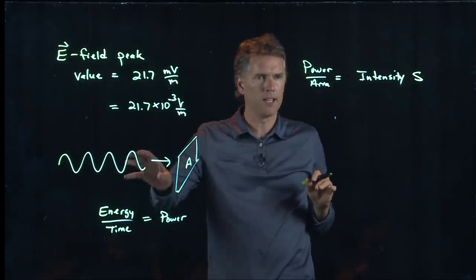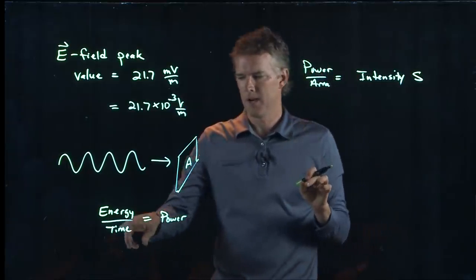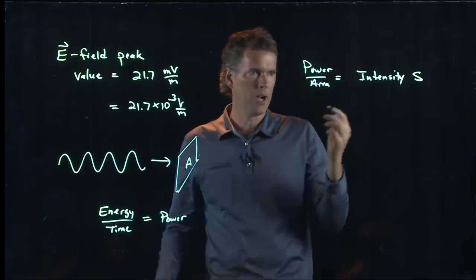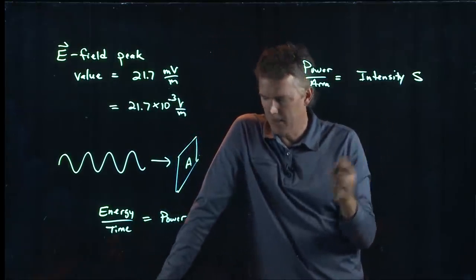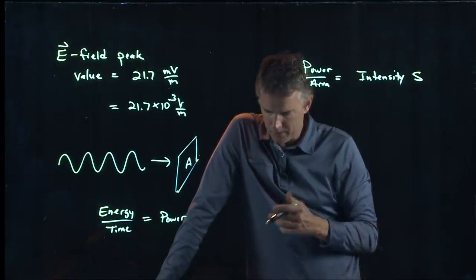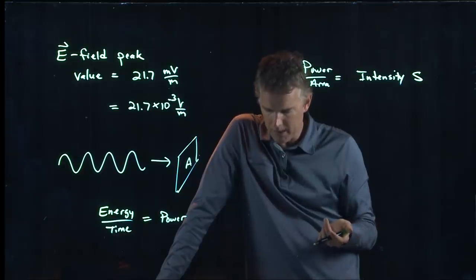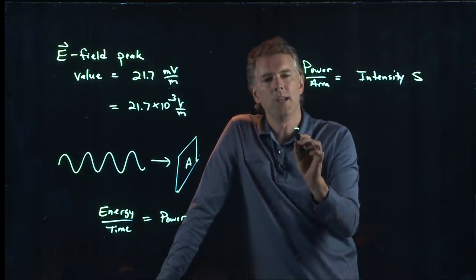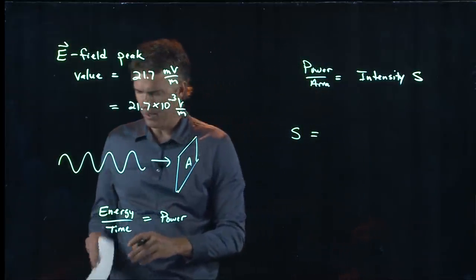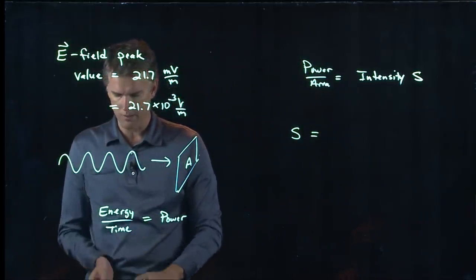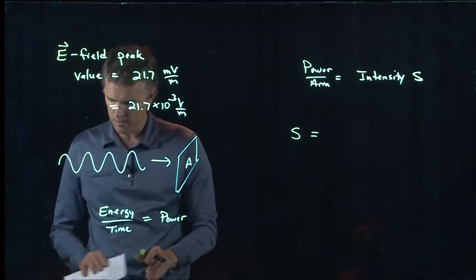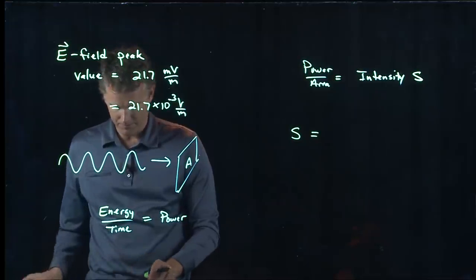Okay, so it looks like energy per time is power. If I divide that by area, I just get intensity, and that's exactly what they're looking for in this problem. The average rate at which this wave carries energy across unit area per unit time. So we need to figure out what S is equal to. And if we back up a little bit in your notes, or you click on the video from yesterday, we can go back to what we were talking about for S.